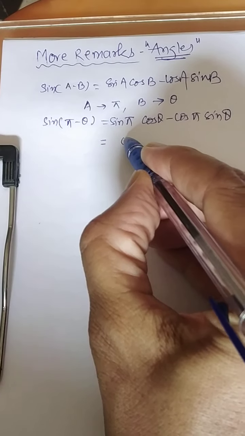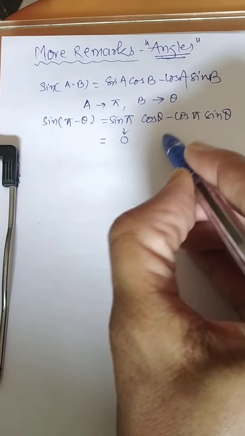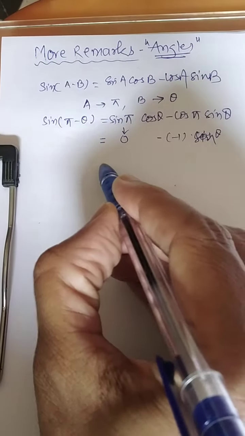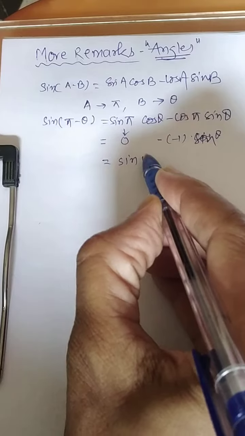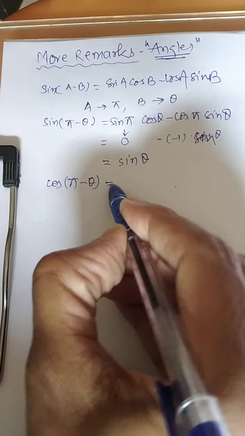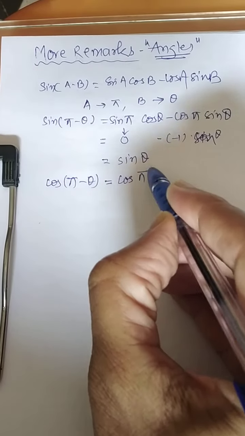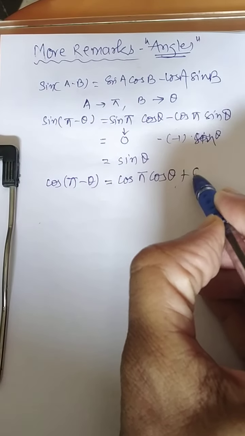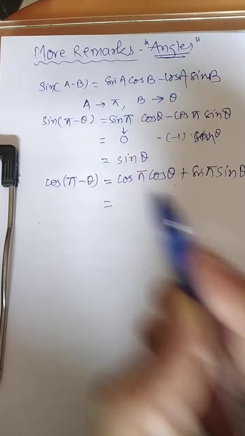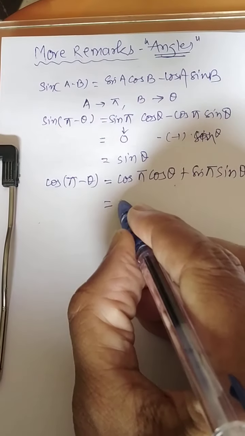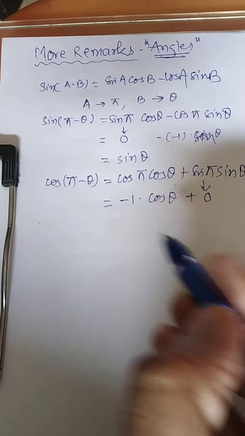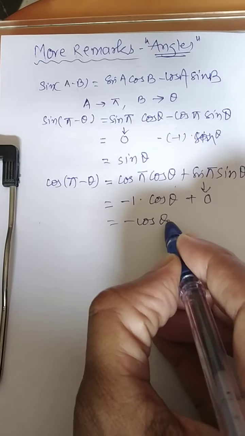This is 0. Over here it is minus 1, and cos theta, sin theta. So the final answer for this is nothing but sin theta. Similarly, cos of pi minus theta will be cos A cos B plus sin A sin B. Now, this is minus 1, over here cos theta, and this will be 0 because of sin pi. So the final answer is minus cos theta.